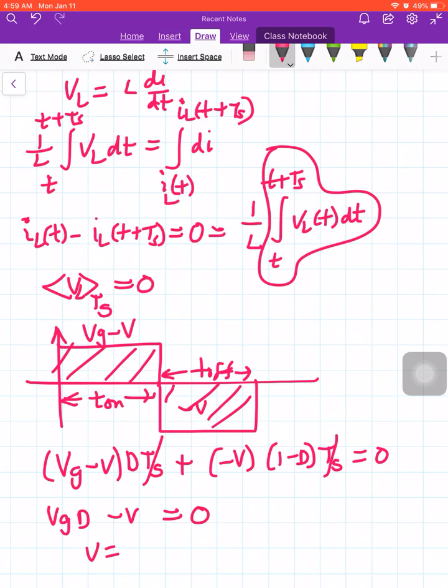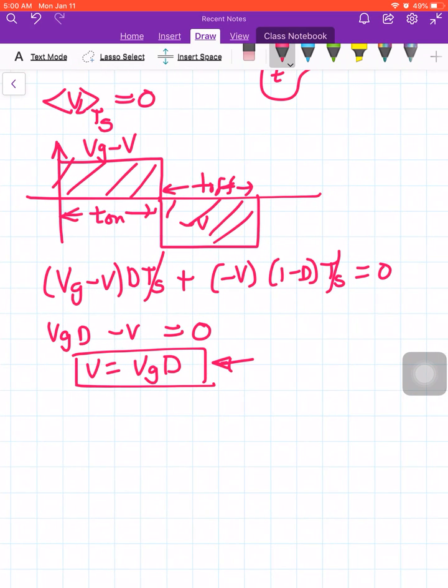So V is equal to Vg into D. The same equation we have arrived at. Like we derived a complicated equation in terms of exponentials, and then we substituted the Taylor series approximation. Then we arrived at this equation in the previous tutorial. Right now we have used the small ripple approximation. Similarly, we can find out the inductor ripple as well from the following equation.